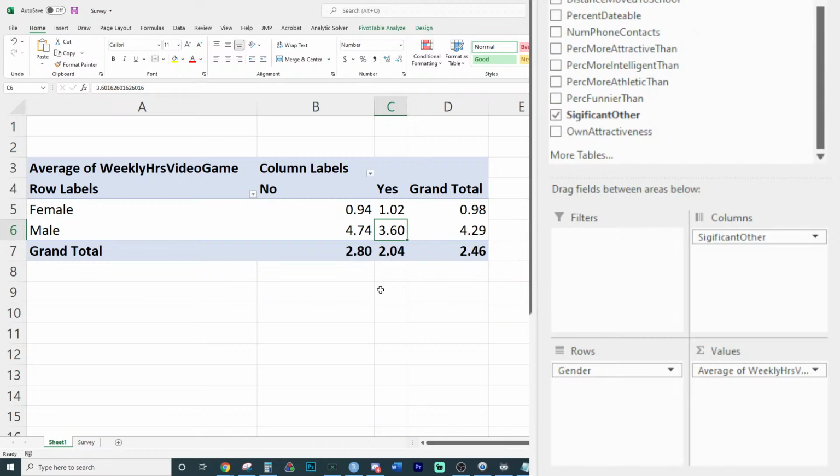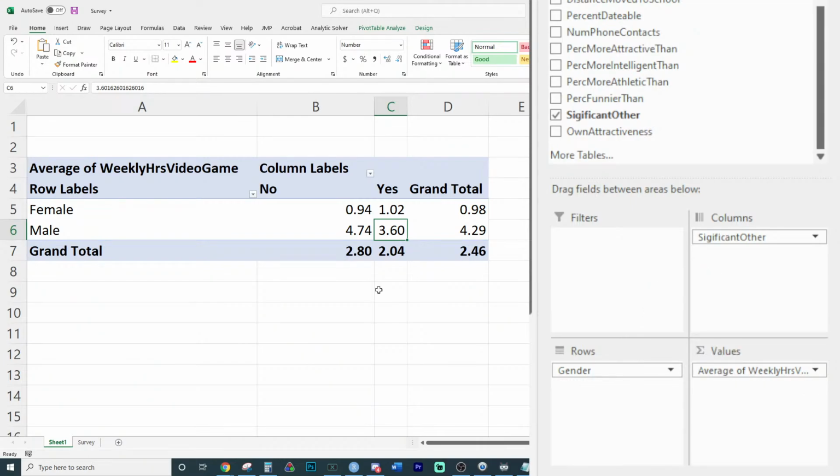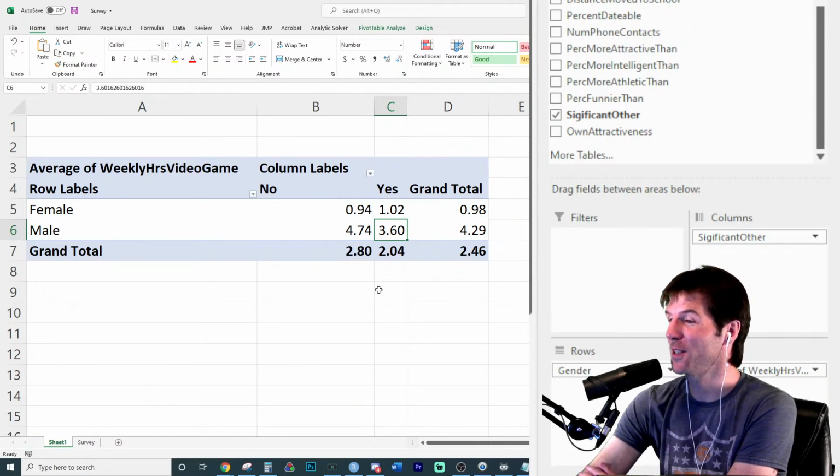Still a lot of video games. I mean, I'm probably increasing that right there too. I play a bunch of video games. And so I have a significant other. I play a ton of video games. So I do not follow the trend in the data.